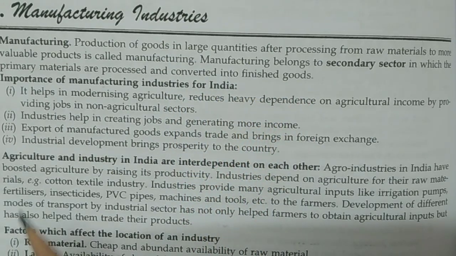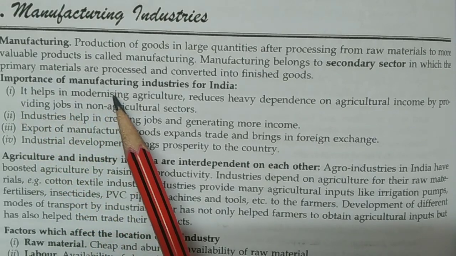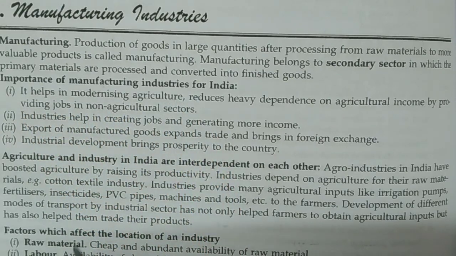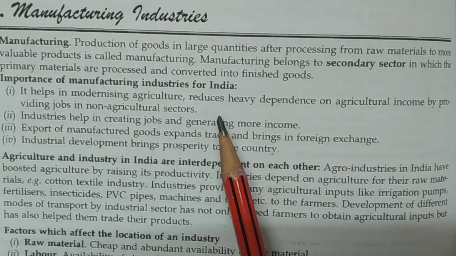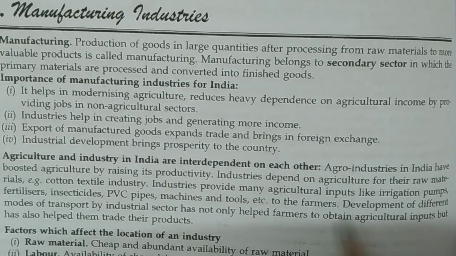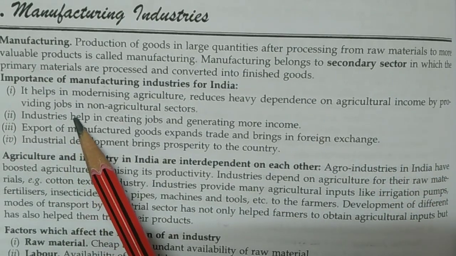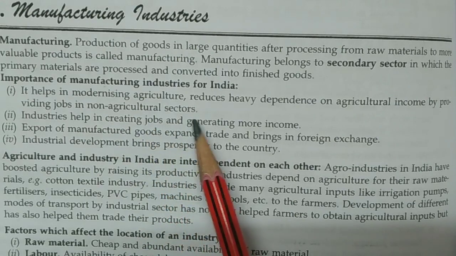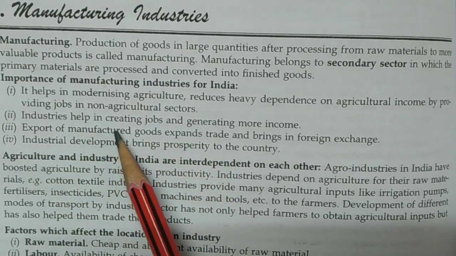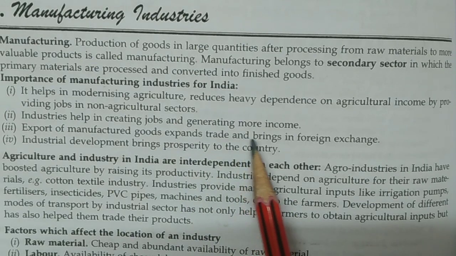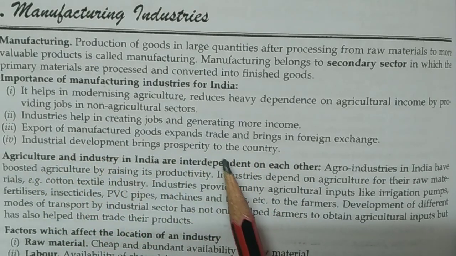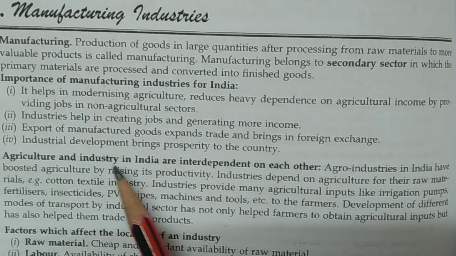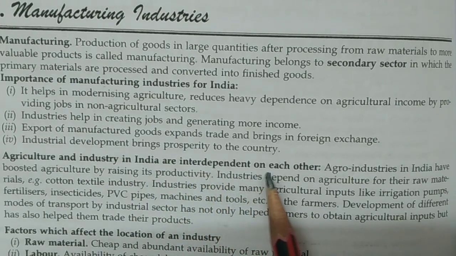Now, importance of manufacturing industries for India. First, it helps in modernizing agriculture and reduces heavy dependence on agricultural income by providing jobs in non-agricultural sectors. Second, industries help in creating jobs and generating more income. Third, export of manufactured goods expands trade and brings in foreign exchange. Fourth, industrial development brings prosperity to the country.